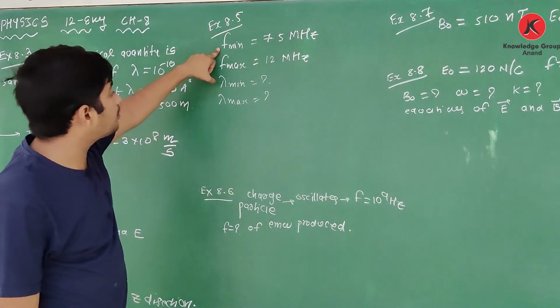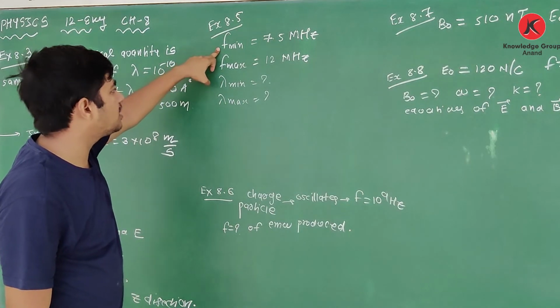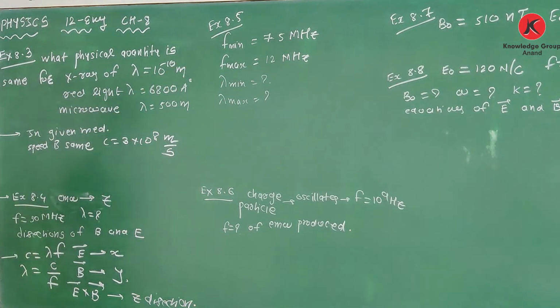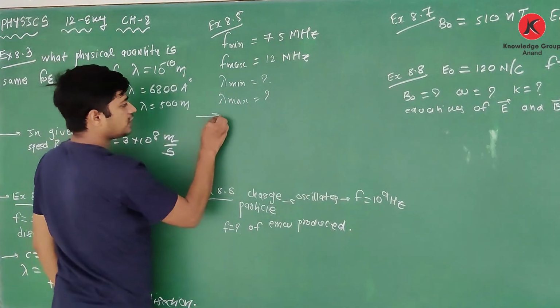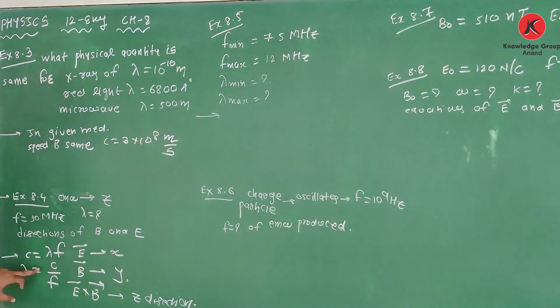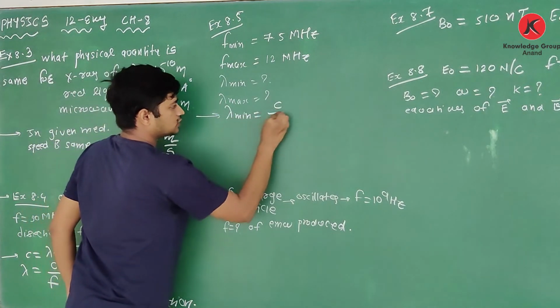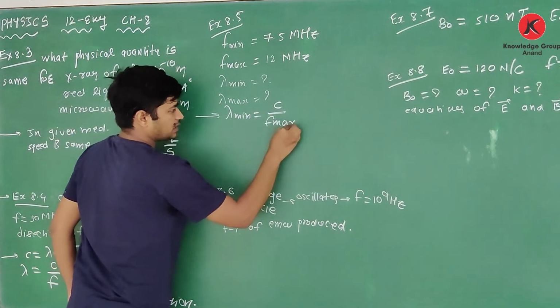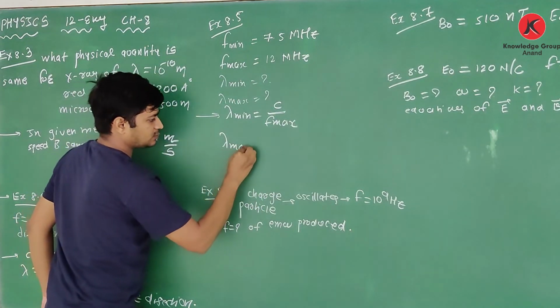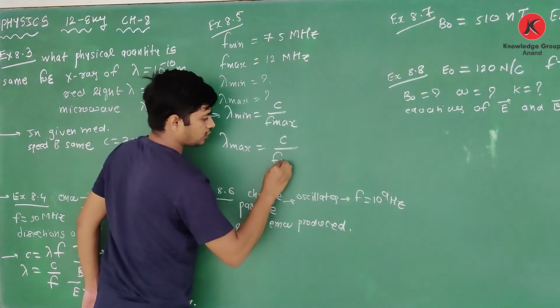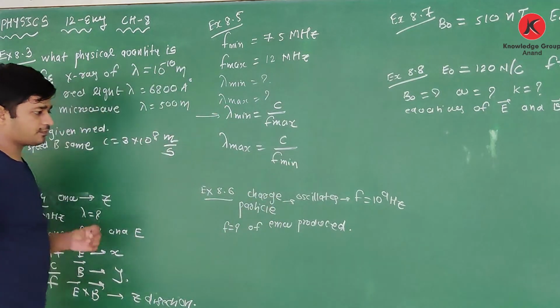Frequency bandwidth is given. F minimum is 7.5 megahertz, F maximum is 12 megahertz. You have to find what is lambda minimum and lambda maximum. Again we know this equation, lambda is equal to c upon f. So lambda minimum is equal to c upon f maximum, and lambda maximum is equal to c upon f minimum.